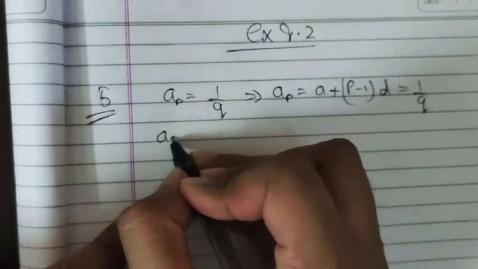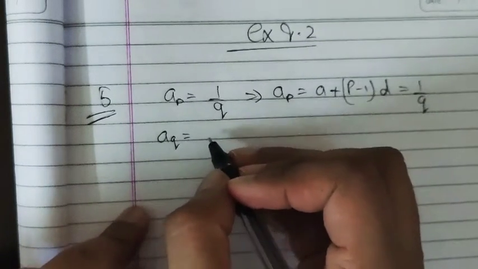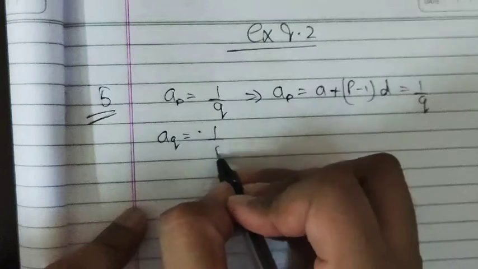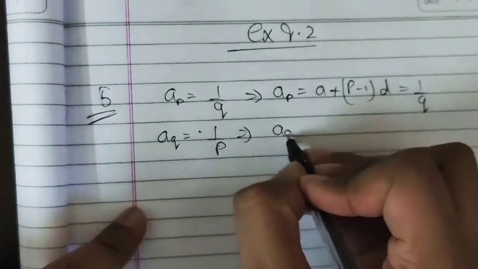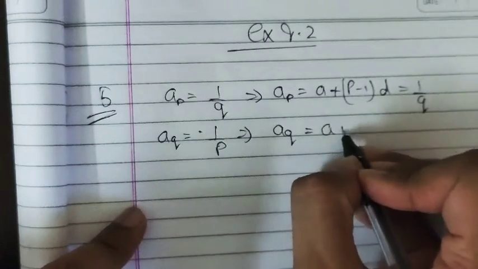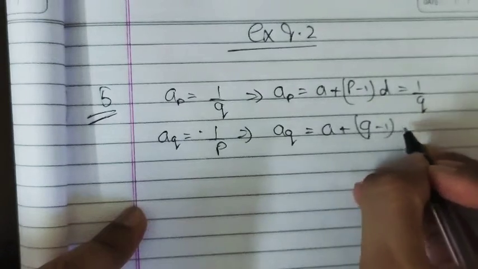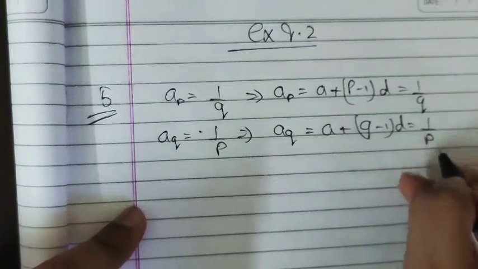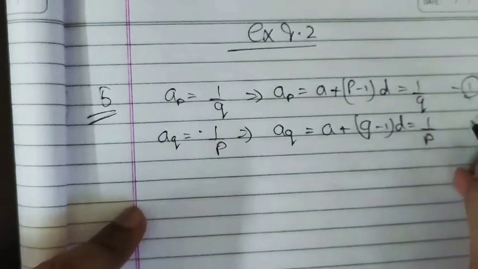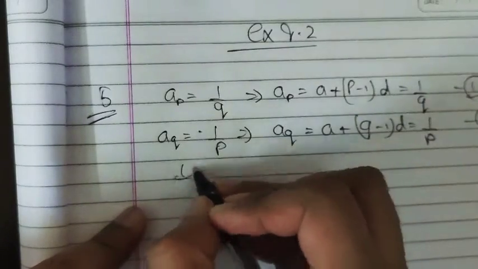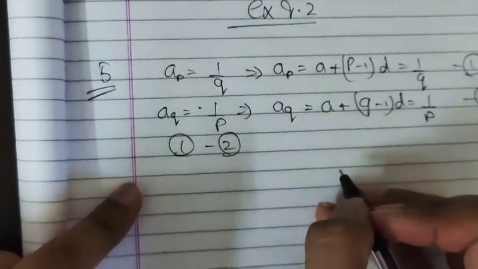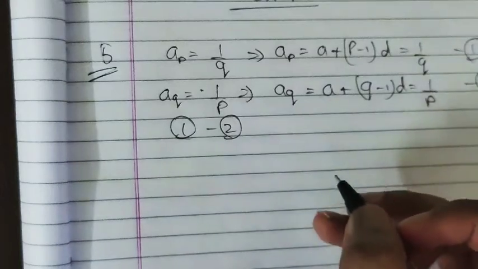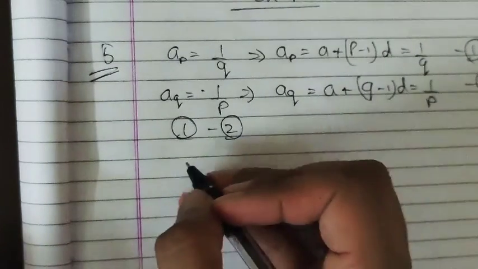Similarly, the qth term is 1 by p. So this implies Aq = a + (q - 1)d = 1 by p. Right, this is the first equation, this is the second equation. So first minus second, right? So we can eliminate a from it. So a minus a is 0.